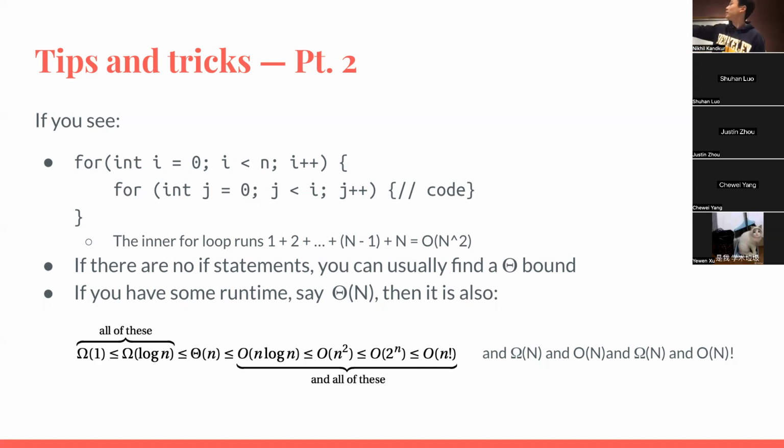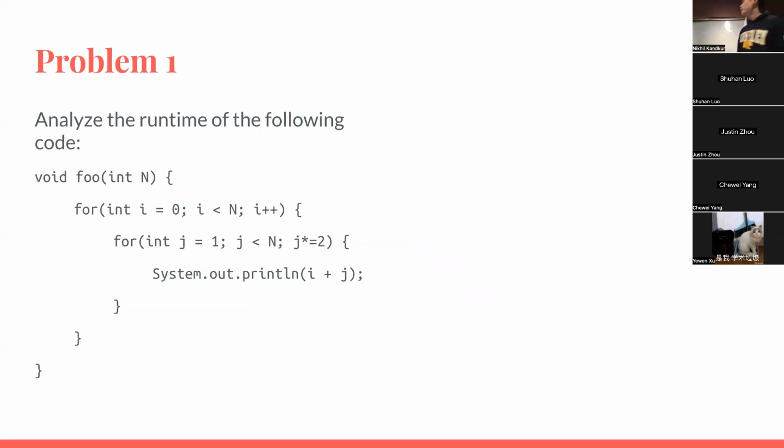So for example, right here, this chain says if you have theta of n, then it's also omega of 1, omega of log n, omega of n, as well as O of n log n, O of n squared, and so on. And now that we've seen some of these tips and tricks, does anybody want some more time here, or can we move on to example problems?